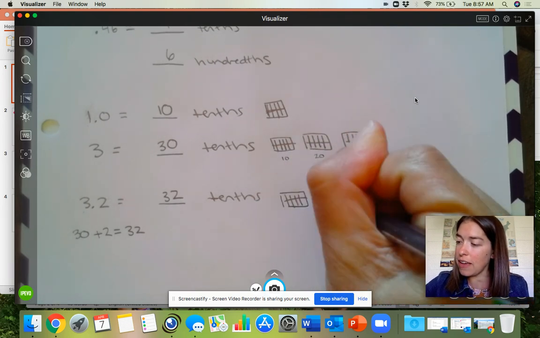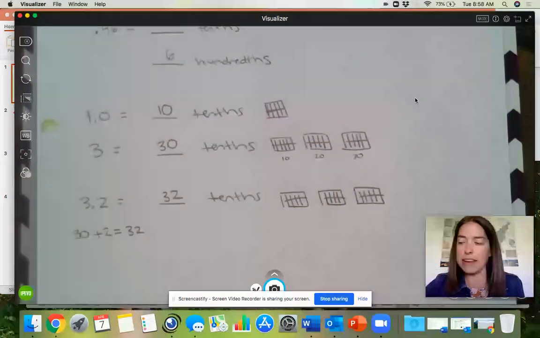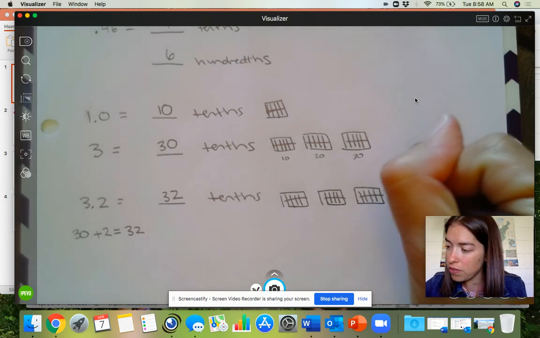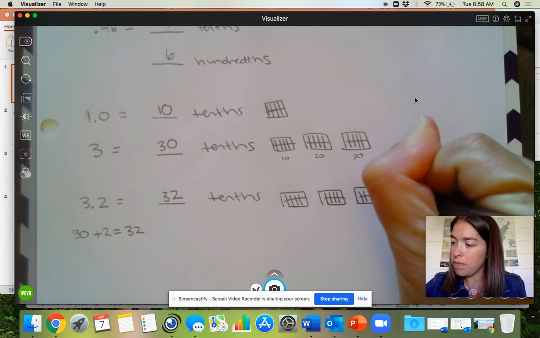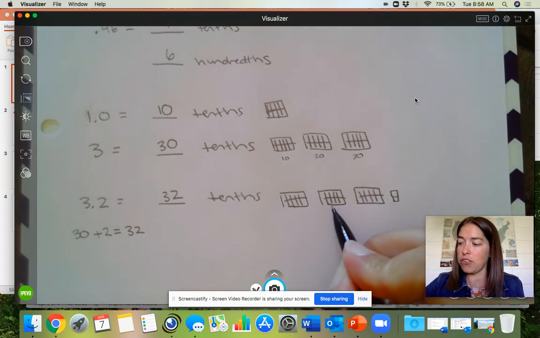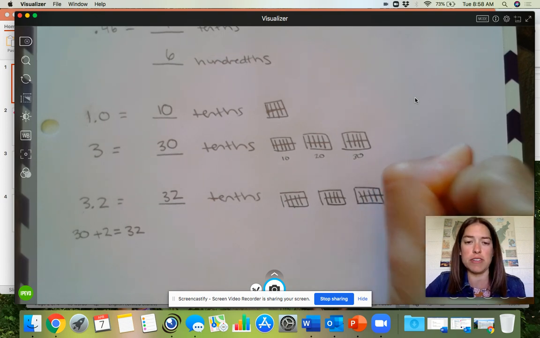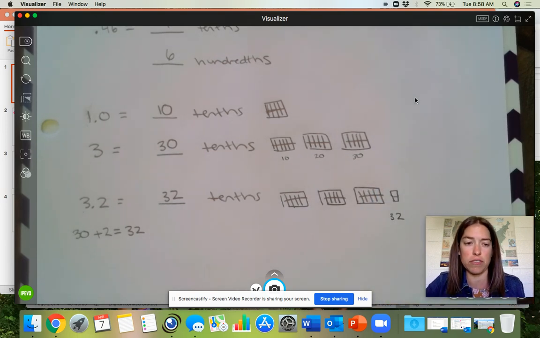Splitting them into tenths. And then I need 2 additional tenths. So if I could count them all up, 10, 20, 30, 31, 32. There is a total of 32 tenths in 3 wholes and 2 tenths.